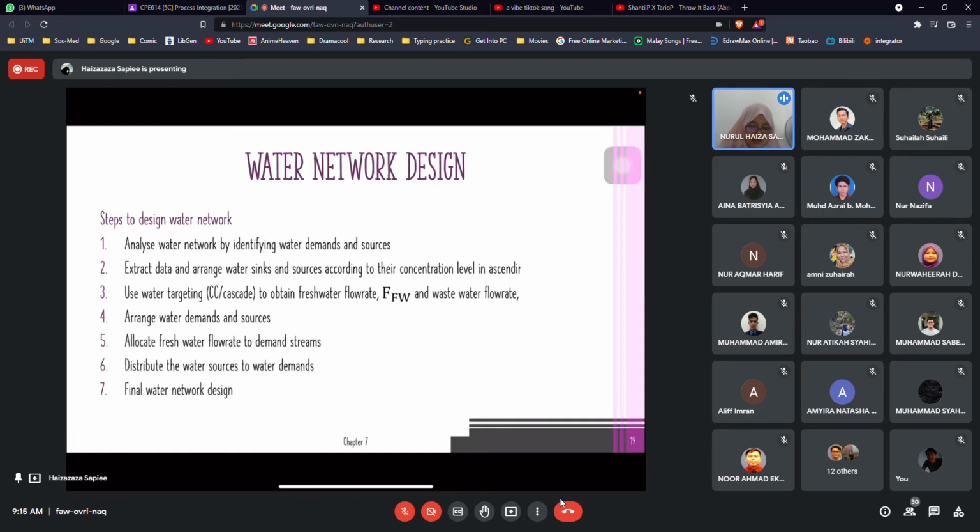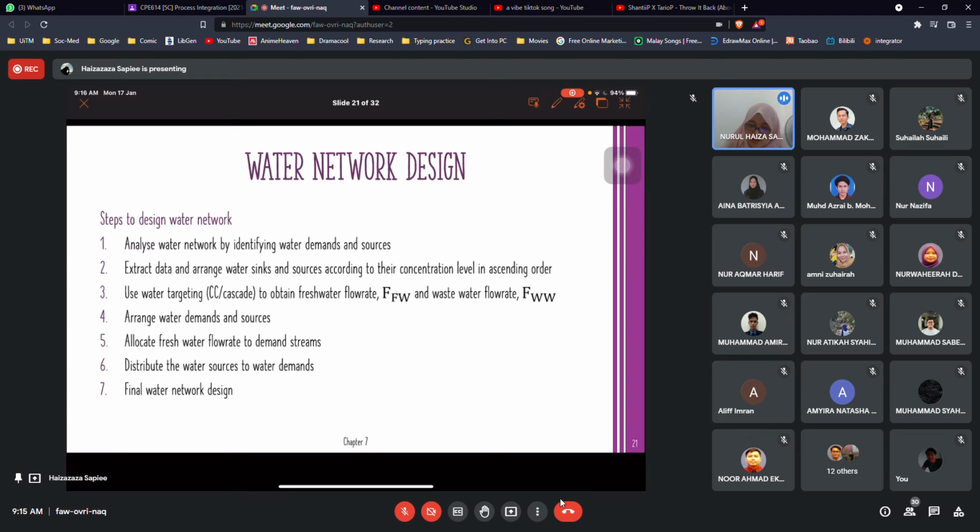So basically these are the steps to do the water network design. If you realize, steps 1 until step 3, we already did in last week's class as well as just now. So we have identified the water demand and water source, arranged them using concentration level in ascending order, then used the water cascade to get the fresh water and wastewater flow rates. So that is settled. Now we want to know how to do the water network design.